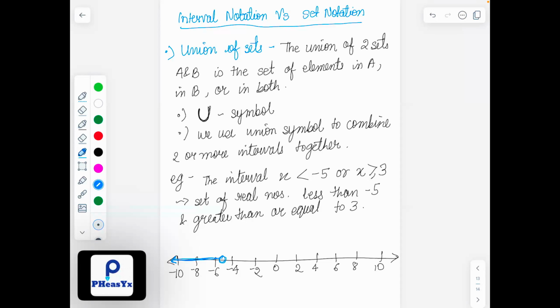Similarly, for x is greater than or equal to 3, 3 will lie between 2 and 4. Here 3 is included. That's why we are going to use a solid dot. The concept of solid dot and hollow dot is explained in the previous lecture. If you haven't seen that, please go and watch it in the playlist. So x is greater than or equal to 3, and this is tending towards infinity in the right direction.